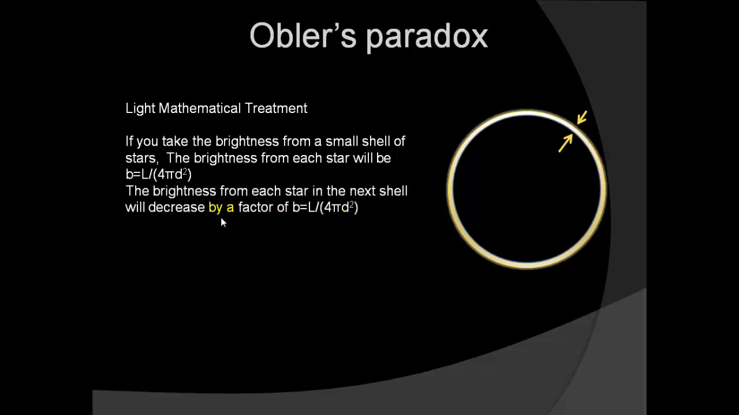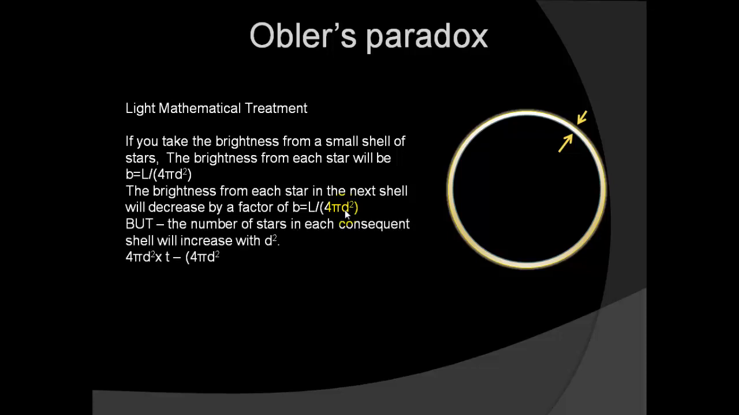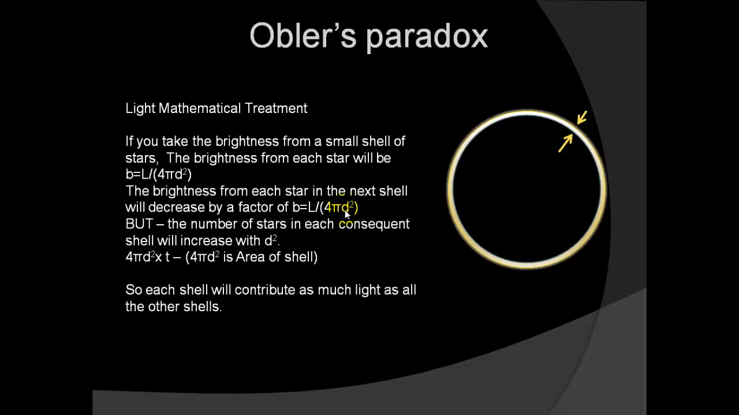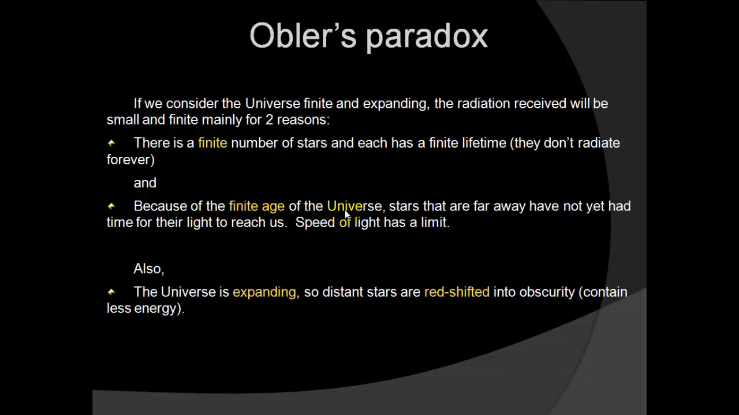The brightness from each star in the next shell will decrease by the same factor. So basically, the number of stars increases with d squared, the radiation from each star reduces by d squared, so they cancel out. So each shell will contribute as much light as all the other shells. And how many shells are there in an infinite universe? An infinite number. So if we consider the universe finite and expanding, the radiation we receive will be small and finite for 2 reasons.